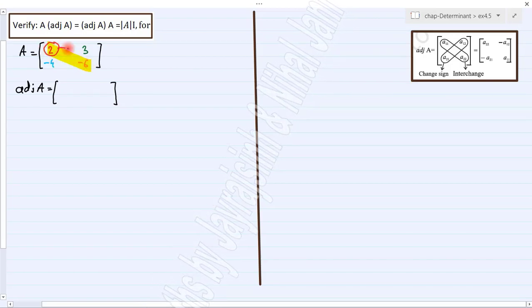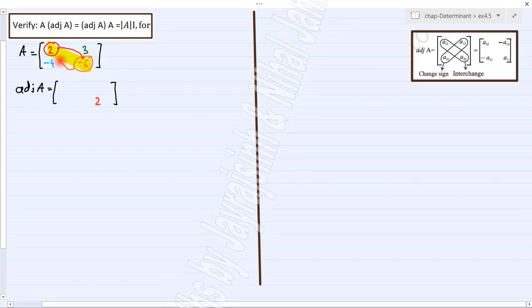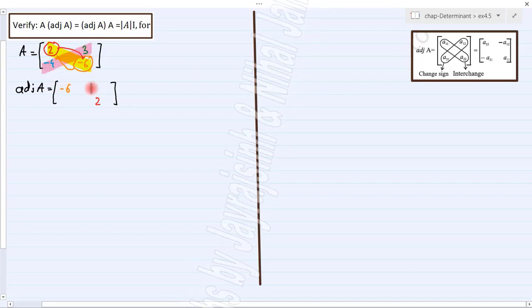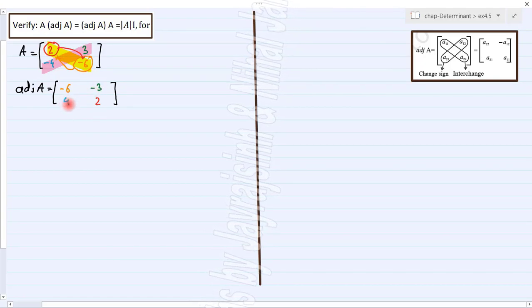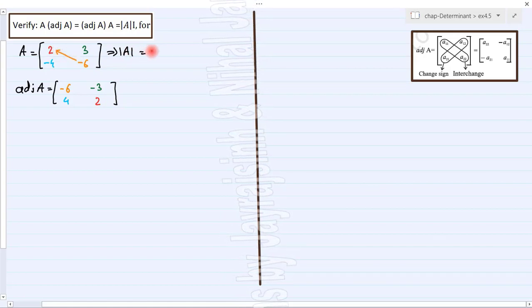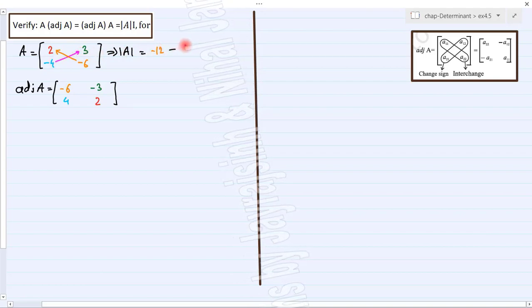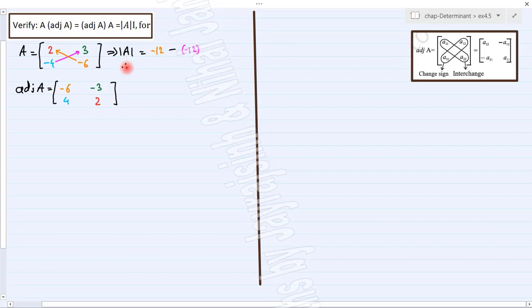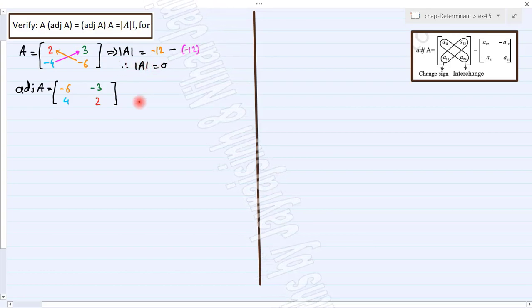That means this 2 will move to A22 and this minus 6 will move to A11, and we have to change the sign of rest of the elements. So here we'll get minus 3 and here we'll get 4. So we get adjoint of A. Now second required quantity is determinant of A. We just have to cross multiply. Minus 6 2s are minus 12 minus 4 3s are minus 12 again. So we will get determinant of A equal to 0.